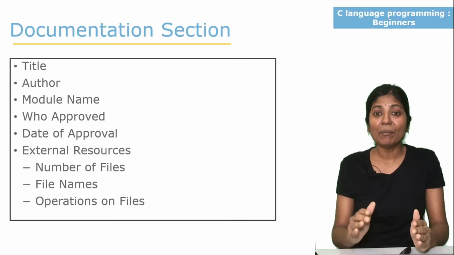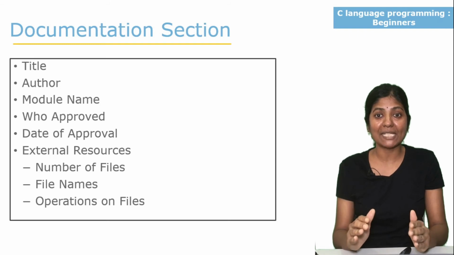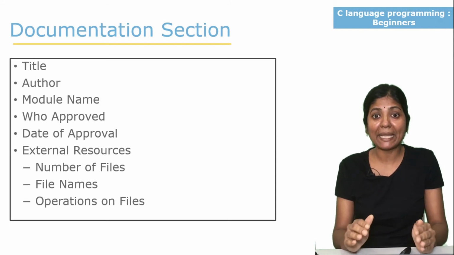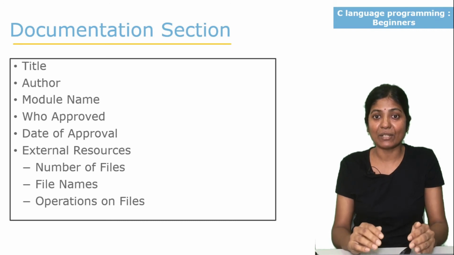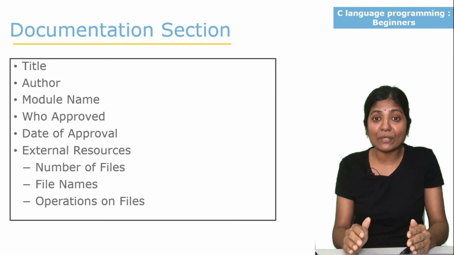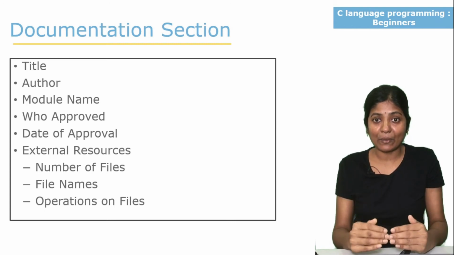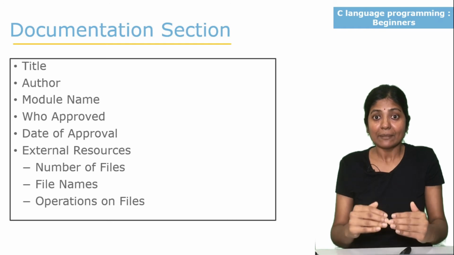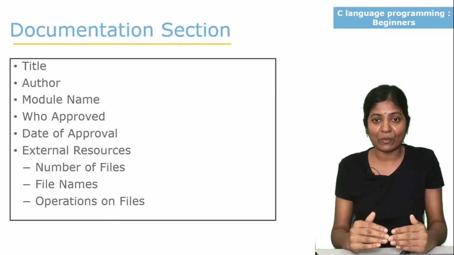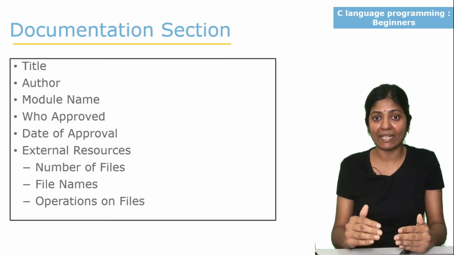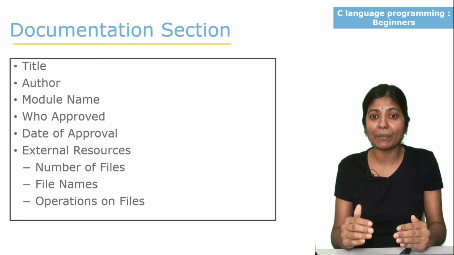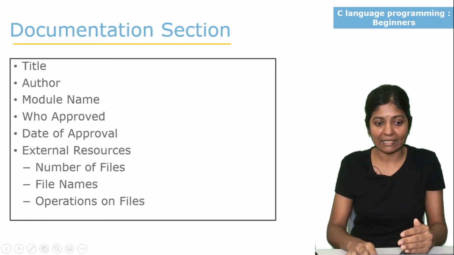Title, author, module name. If you are developing a project, let's say a student project, to maintain student information, and I am developing a module for calculating the student results, then I will write the module name as results or student results. And who approved the module? Suppose I wrote the program. After I wrote the program, the person who is going to approve this module, let's say my manager, is going to check my program and he will approve it. The name of the person who approved the module, we will write here, who approved.